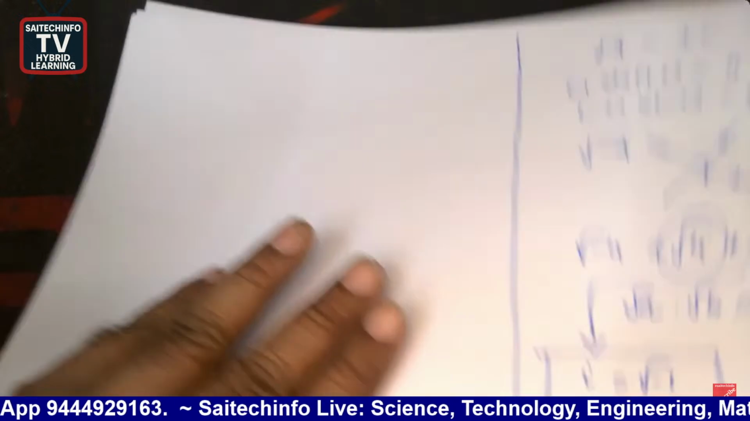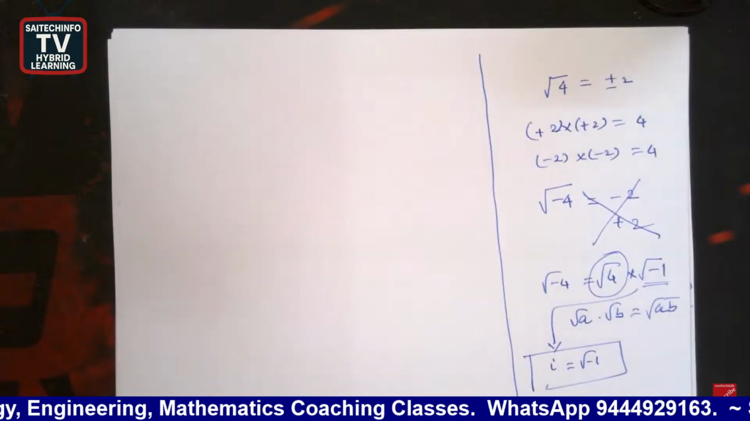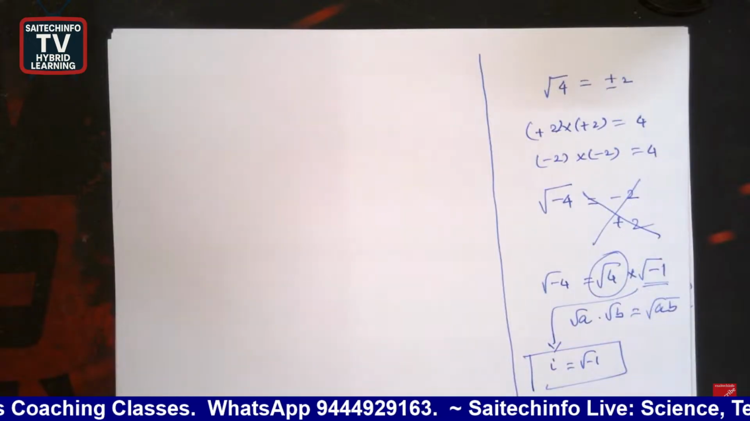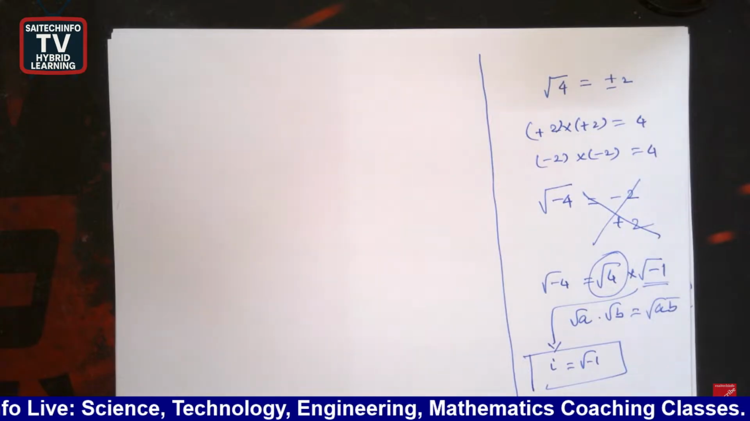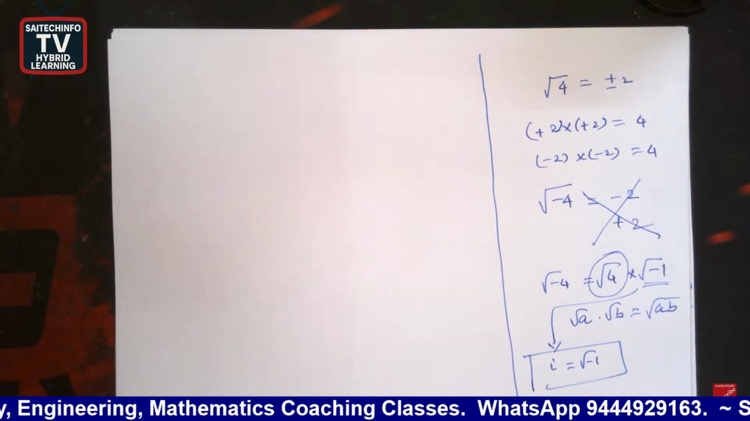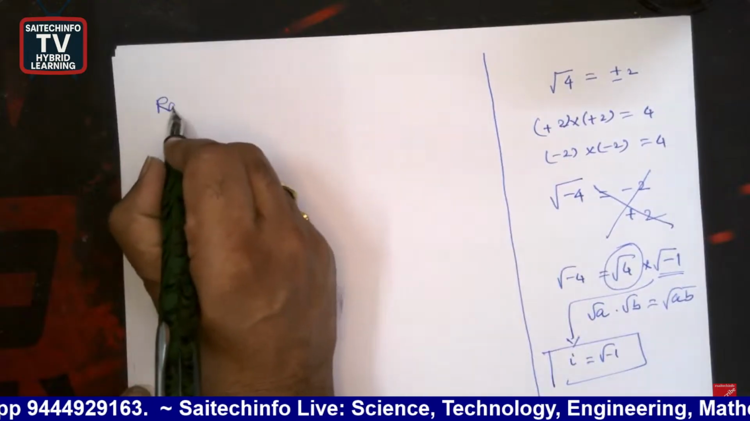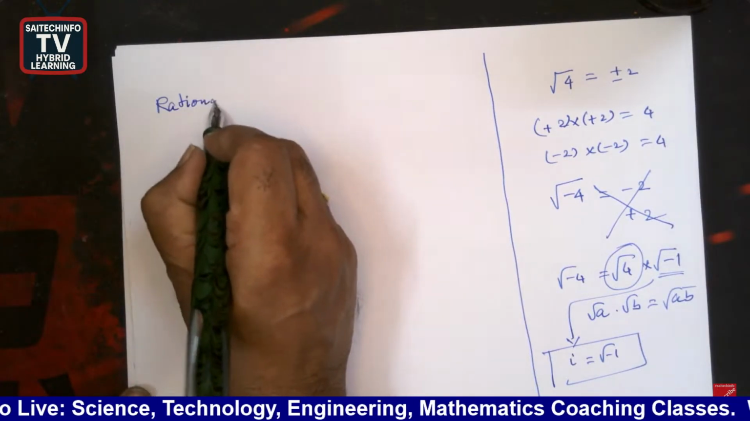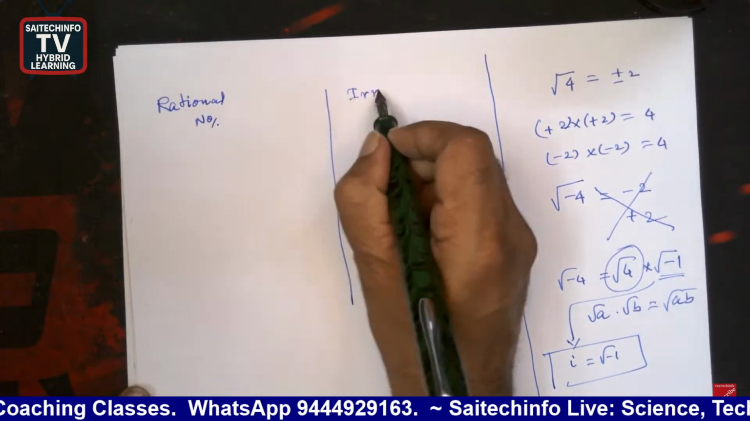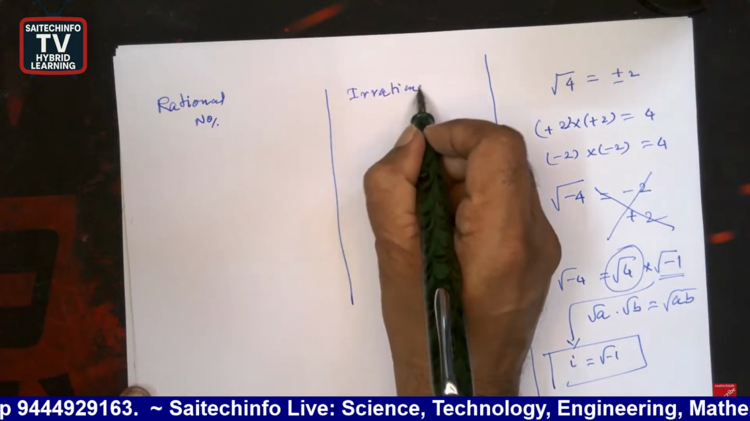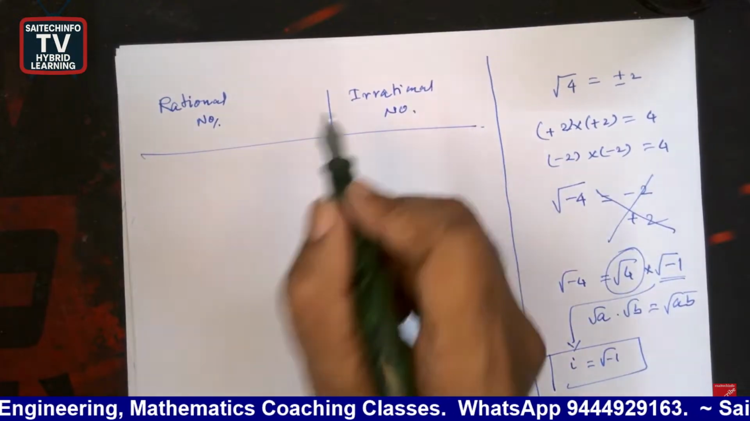So here I want to differentiate the rational number versus what? The irrational number. That we will explain. I will give some examples also so that you can easily understand this. Take down. Rational number, and irrational number. So we want to find out the difference between these two.